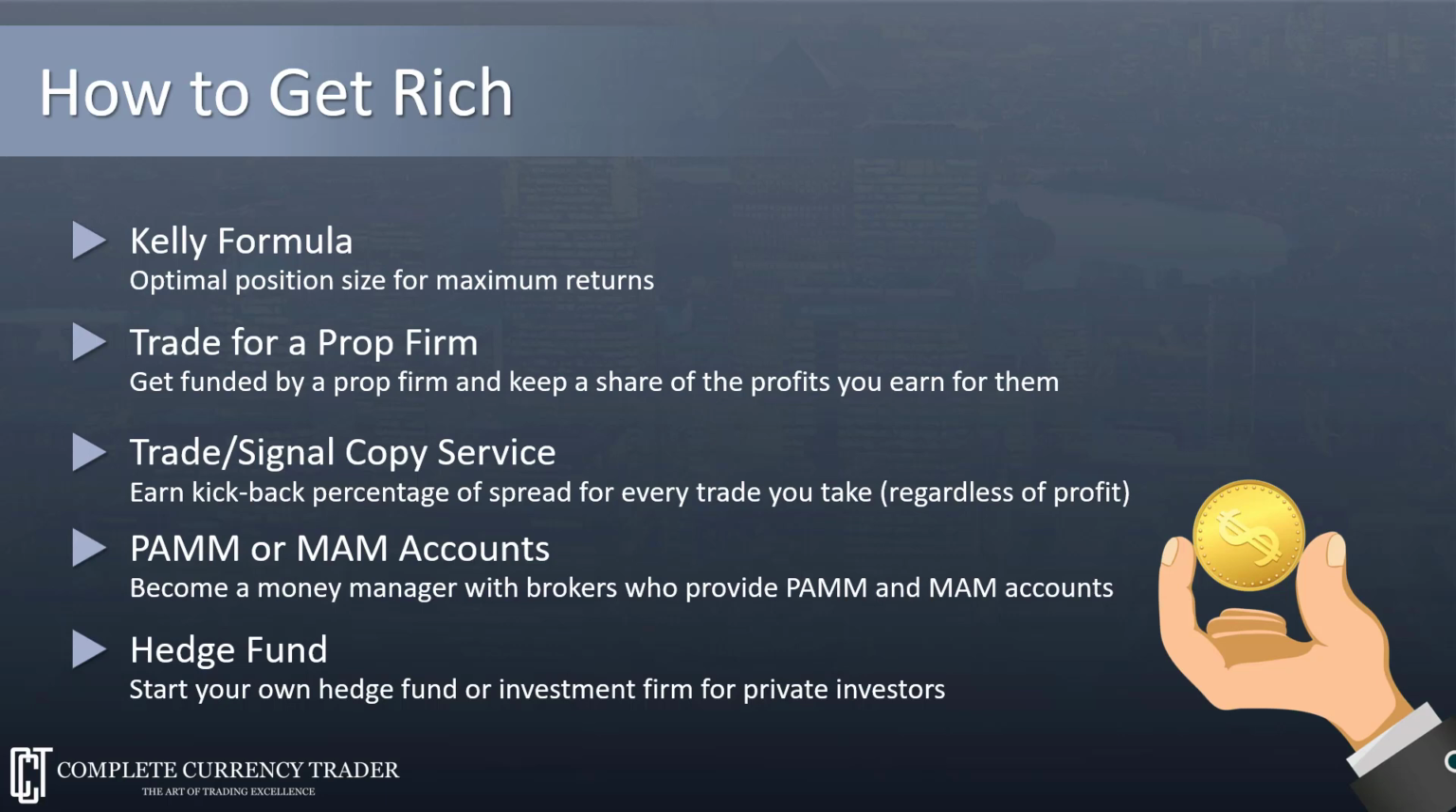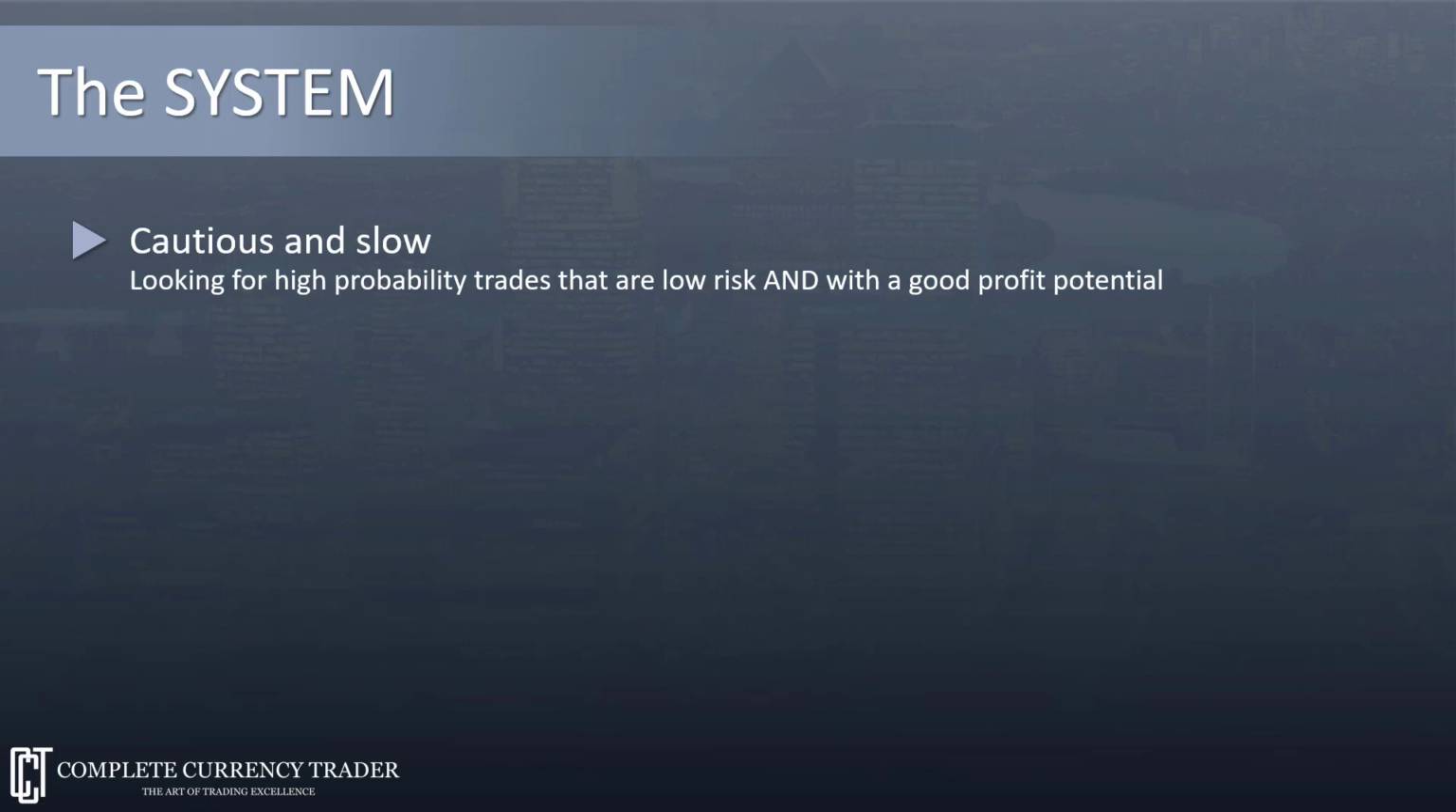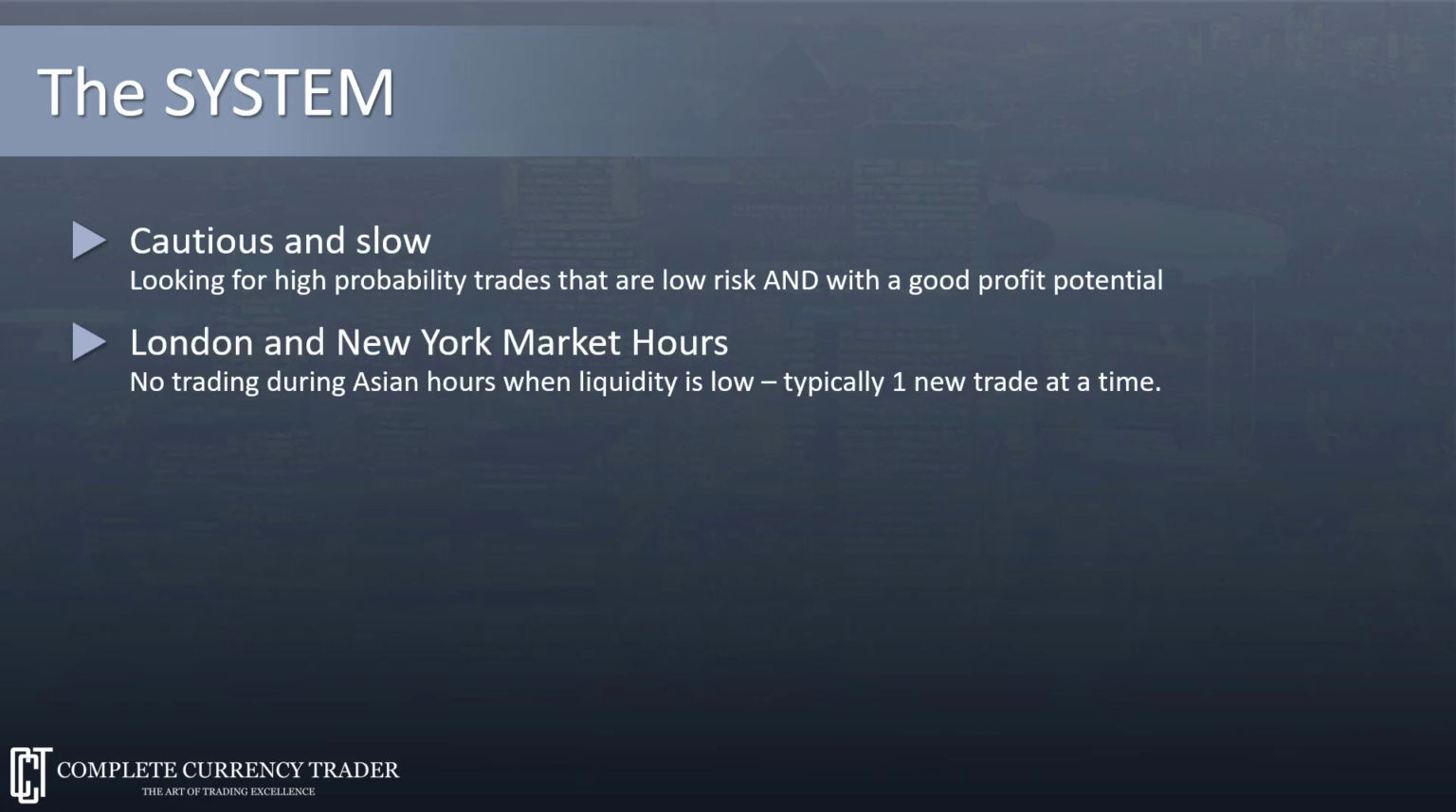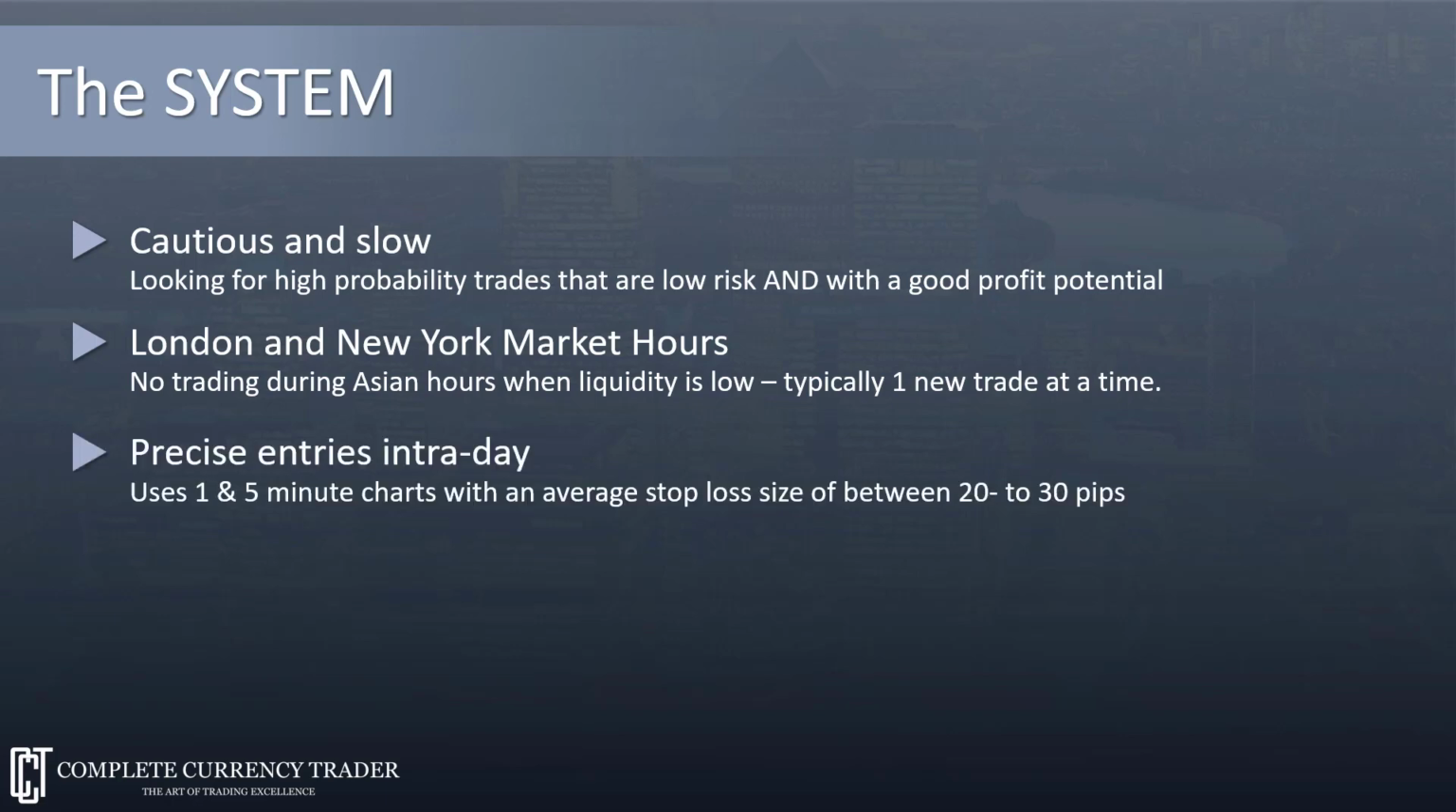Now, the system it's trading is not 1,000 miles per hour scalping, so don't expect dozens of trades every day. This is very selective and cautious, and is designed to mimic my style of trading. And my style of trading is low risk and cautious. The robot is only going to trade the London and New York markets, so it won't take any positions during the Asian hours, and typically it will only open one position at a time. The idea is that all new trends start on the lower time frames. So the robot looks for high probability entries intraday using 1 minute and 5 minute charts with an average stop loss of between 20 and 30 pips.